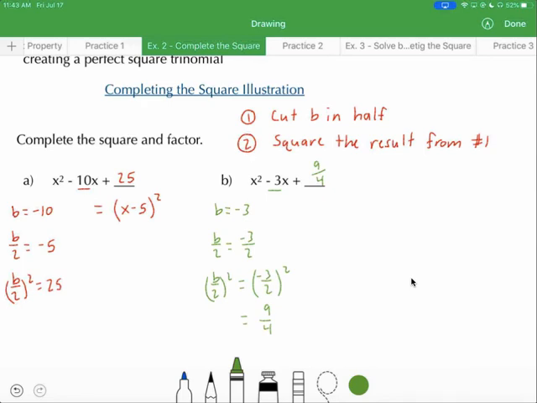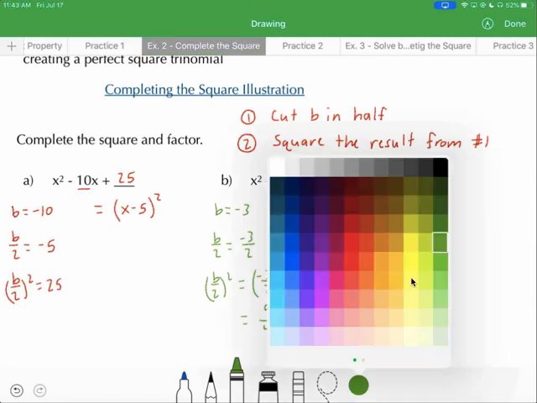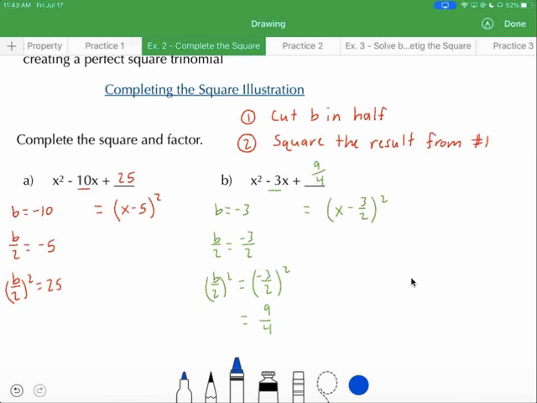And then to factor this, I know it's going to become x minus 3 halves squared, right? And let me give you a little shortcut on this. Whatever number is after x in your factored form, it's always going to be the b over 2 value. And I can verify that on the first example here as well. That negative 5 is the same as the b over 2 value. So it can help make the factoring a little bit quicker for you.